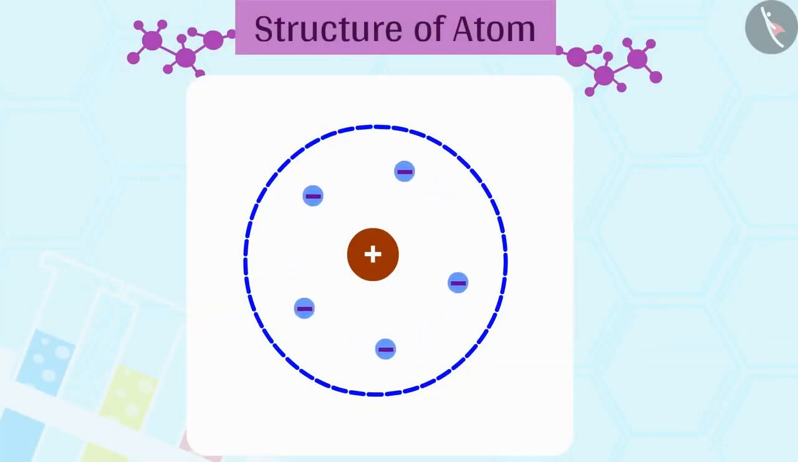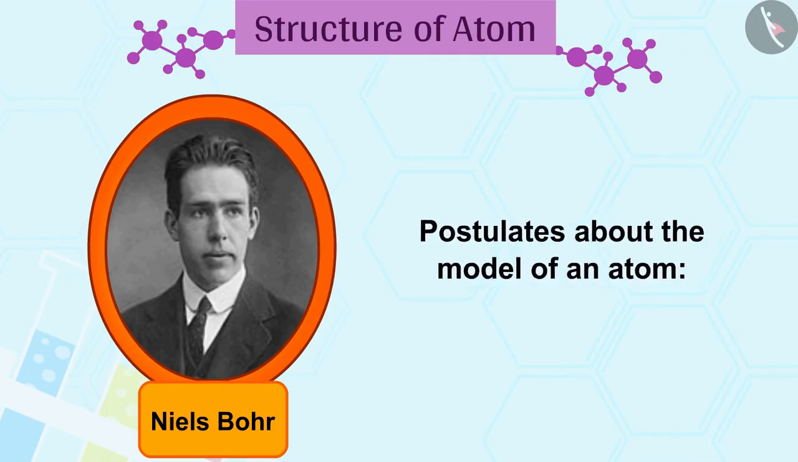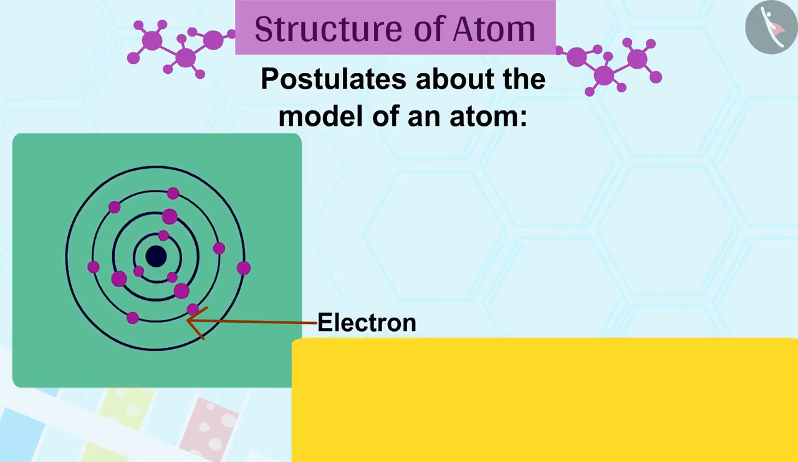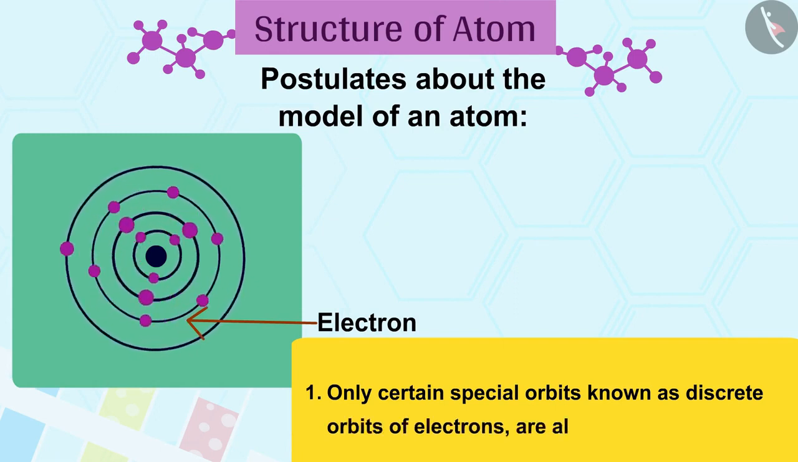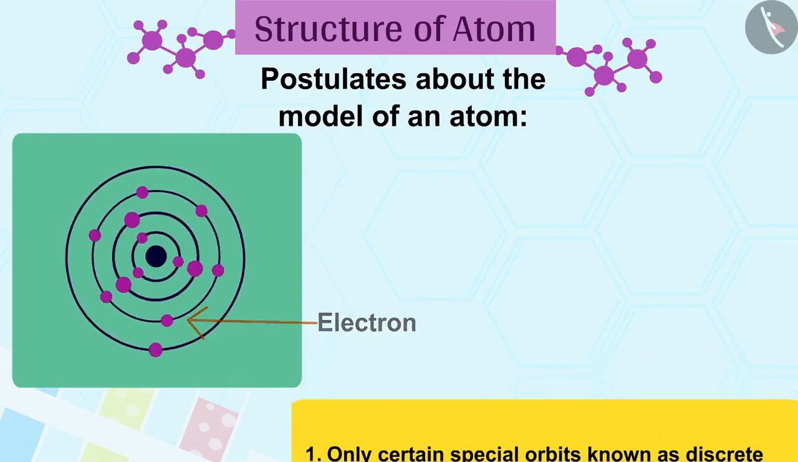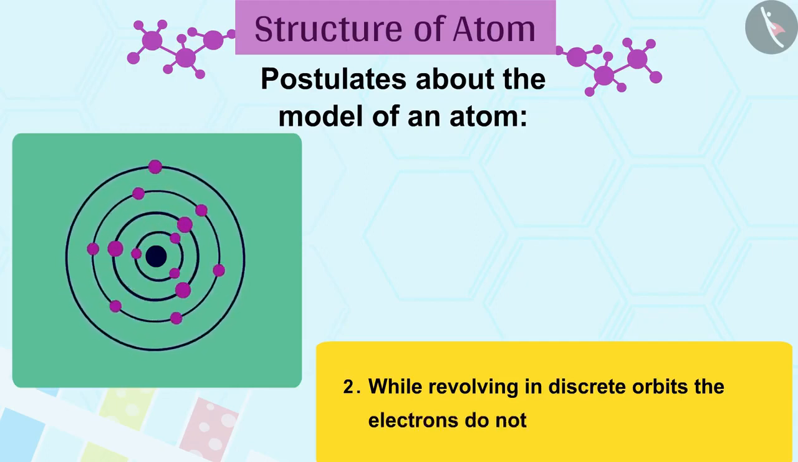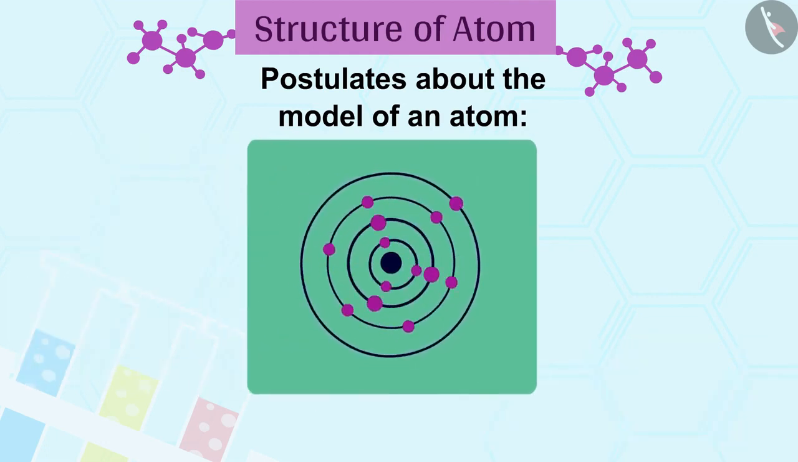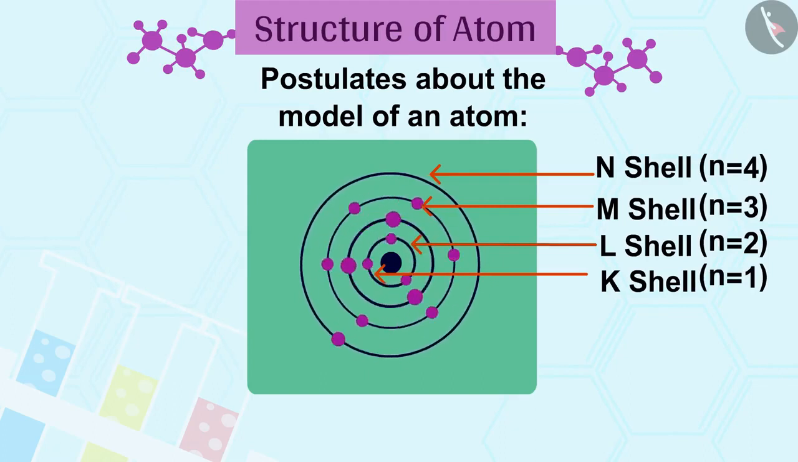In order to overcome the objections raised against Rutherford's model of the atom, Niels Bohr put forward the following postulates about the model of an atom. 1. Only certain special orbits, known as discrete orbits of electrons, are allowed inside the atom. 2. While revolving in discrete orbits, the electrons do not radiate energy. These orbits or shells are represented by the letters K, L, M, N, or the numbers n = 1, 2, 3, 4, and so on.